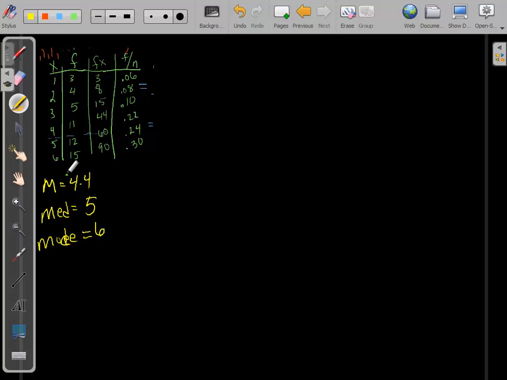The median is the center of the observations in terms of their order. So we took the middle 2 observations, the 25th and the 26th value, and averaged them and got 5. And then the mode is the most frequent observed value. So we have 15 occurrences of the value 6.